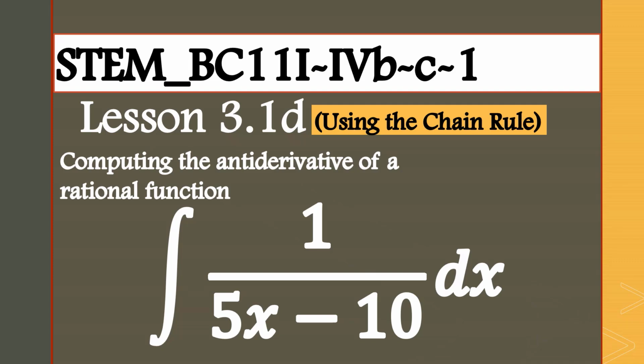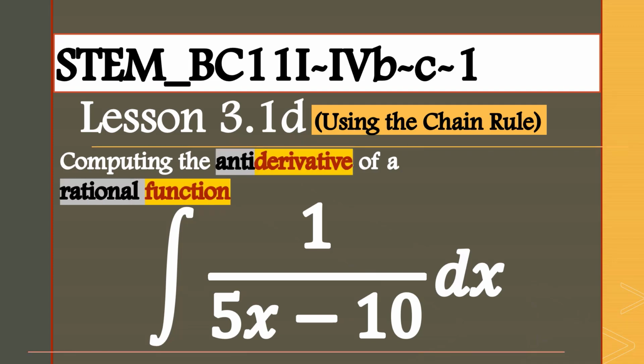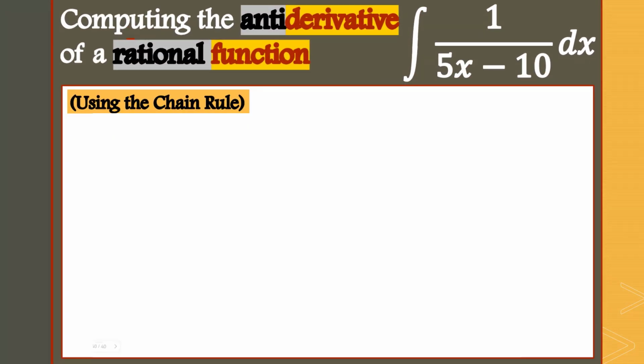Let's compute the antiderivative of this given rational function using the chain rule. Now looking at this given, we have here the integral of 1 over 5x minus 10 dx. Now we are going to use here the chain rule as required, but of course just by looking at this, you can actually look into the idea of moving the entire denominator as one function with a negative exponent.